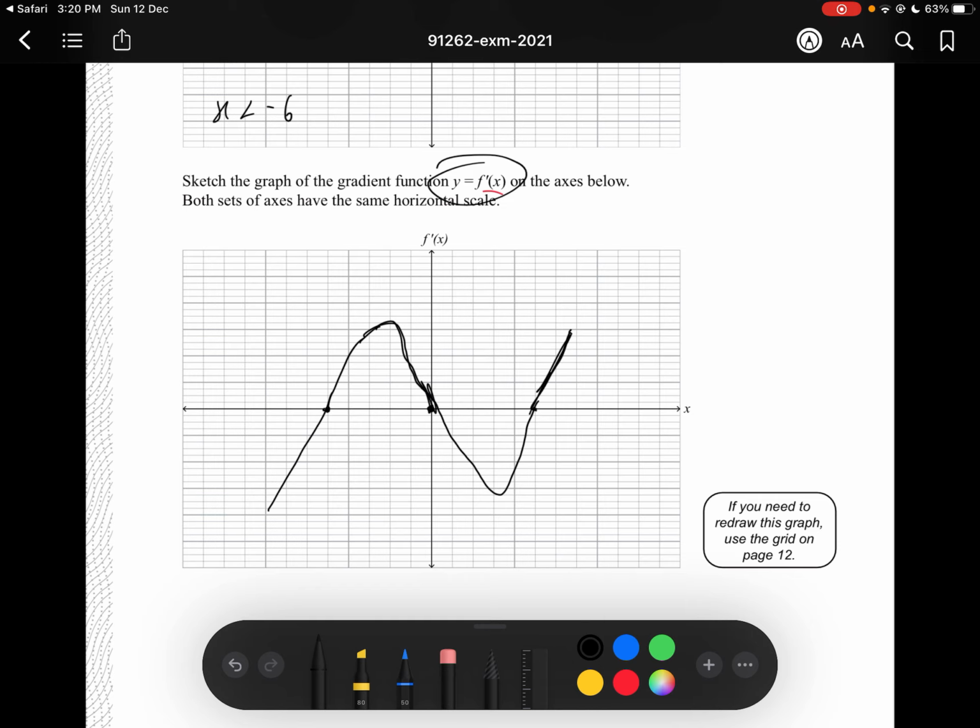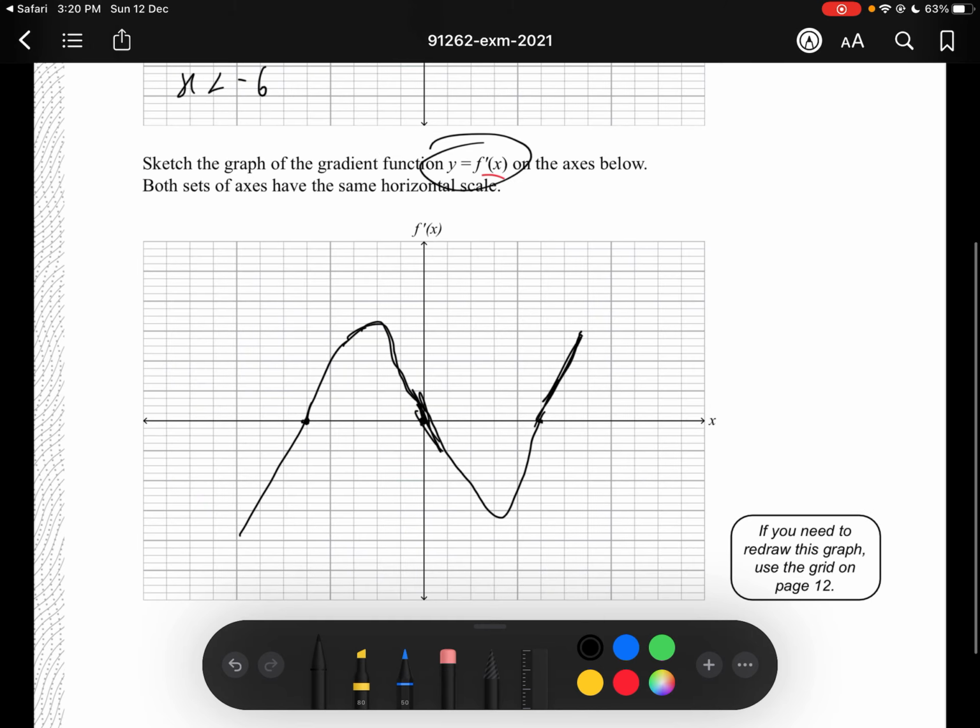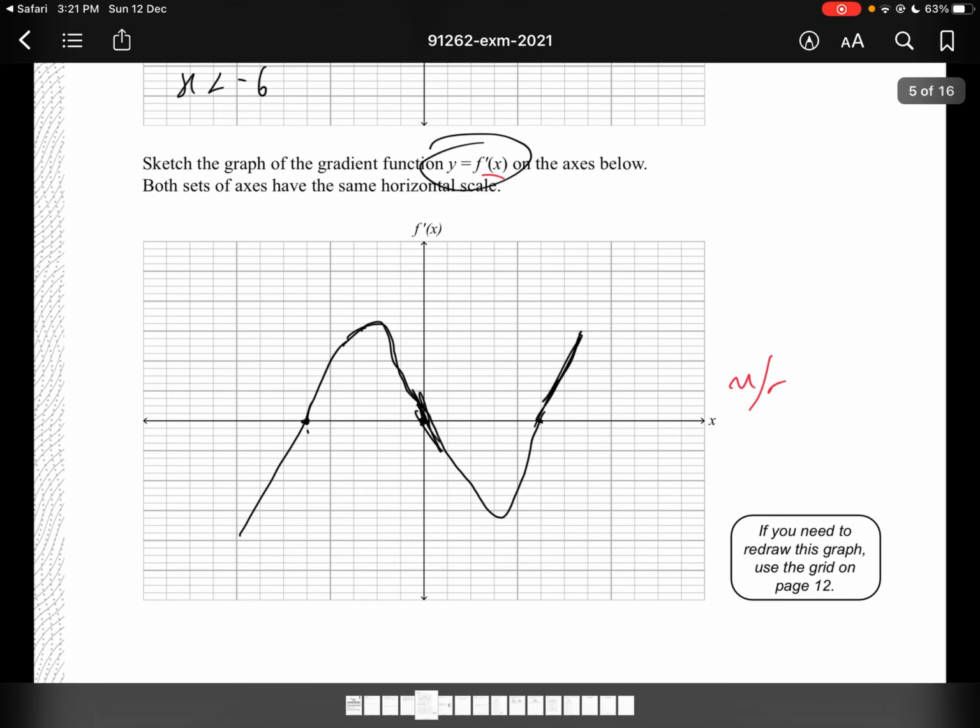Sorry, once again, it looks pretty messy, but I think you get the general idea. So we have our x-intercepts and we have our correct generic shape, and that could be an achieved question, could be a merit question. I am not too sure whether that's achieved or merit.